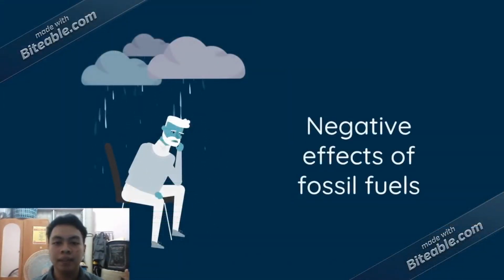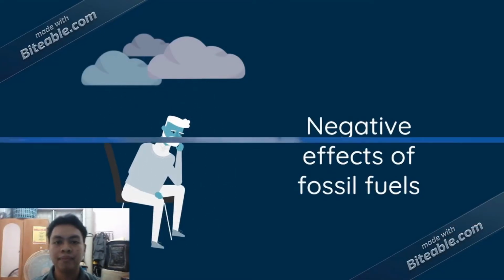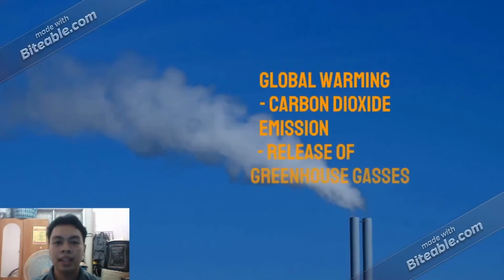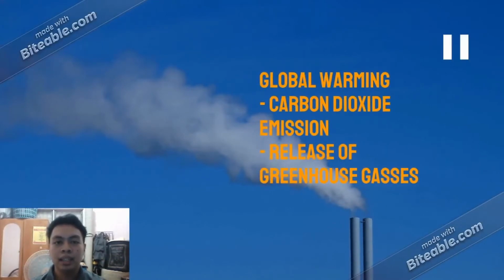What are the negative effects of fossil fuels? Fossil fuels can lead to global warming. Research shows that fossil fuels contribute a large percentage of carbon dioxide emissions worldwide. Those carbon emissions are very harmful to the environment and also to humans. The release of greenhouse gases from fossil fuels can lead to acid rain. This acid rain is also risky to people with health problems such as respiratory diseases.